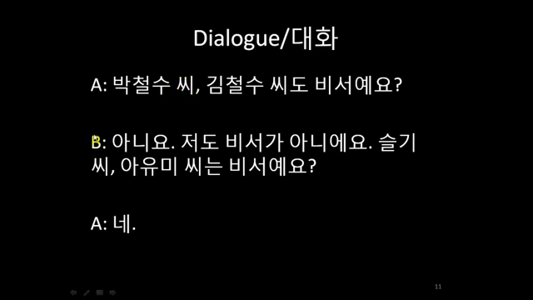Let's move on to line B. 아니요, 저도 비서가 아니에요. 슬기 씨, 아유미 씨는 비서예요? So in English, line B is no, as in, no, Mr. Chulsu Kim is not a secretary. Then person B says, I am also not a secretary. Miss 슬기, is Miss Ayumi a secretary? Then person A says 네, which means yes.